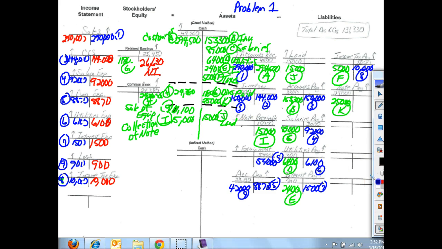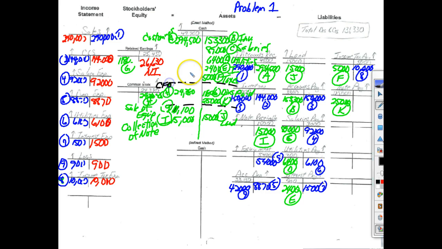Okay, so let's look at what we've got. We have $294,500 coming in from customers, $153,300 paid to suppliers of inventory, $89,000 for salaries, $6,400 for utilities, $2,400 for interest, and $5,000 for taxes. So when I net those items up above, we have cash from operations, $38,400.